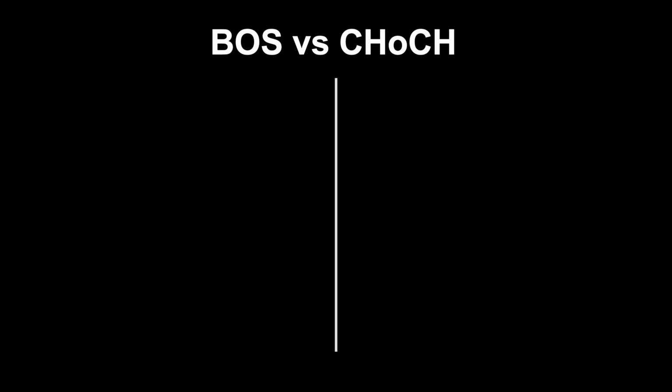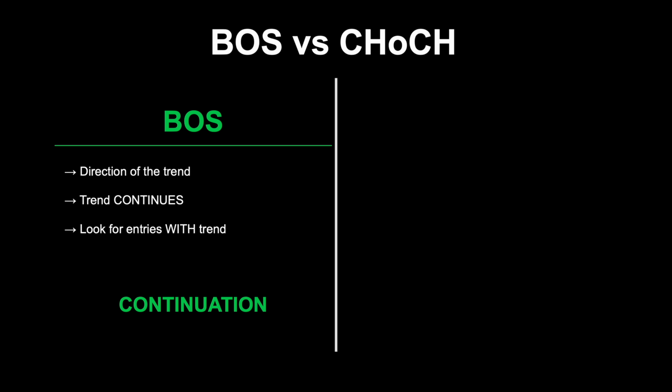Let me make the difference between break of structure and change of character crystal clear, because this is where a lot of traders get confused. The break of structure goes in the direction of the trend. Price breaks a swing high in a bullish trend. That's a break of structure. The trend continues. You look for longs.